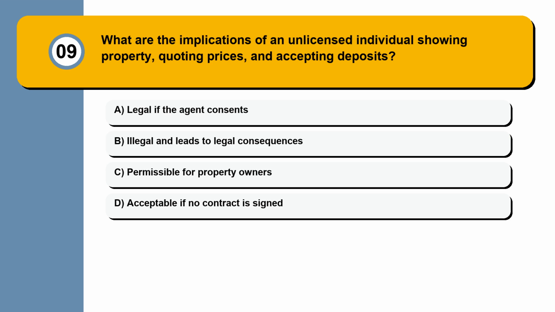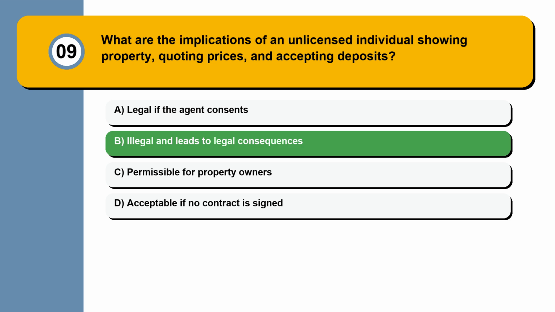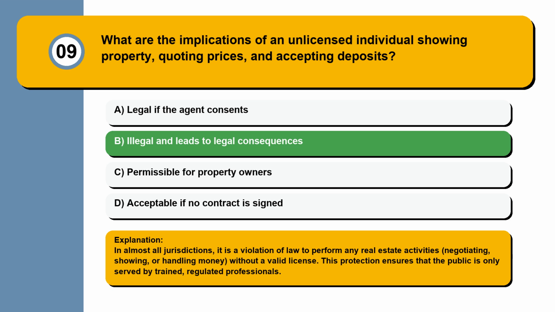Question 9. What are the implications of an unlicensed individual showing property, quoting prices, and accepting deposits? Legal if the agent consents. Illegal and leads to legal consequences. Permissible for property owners. Acceptable if no contract is signed. In almost all jurisdictions, it is a violation of law to perform any real estate activities, negotiating, showing, or handling money, without a valid license. This protection ensures that the public is only served by trained, regulated professionals.